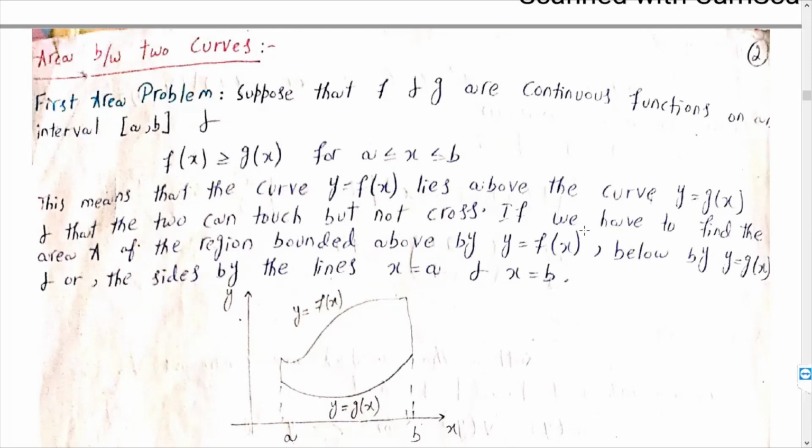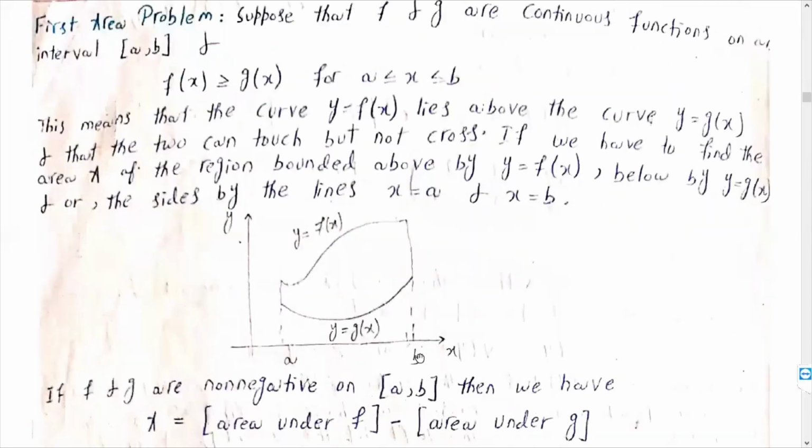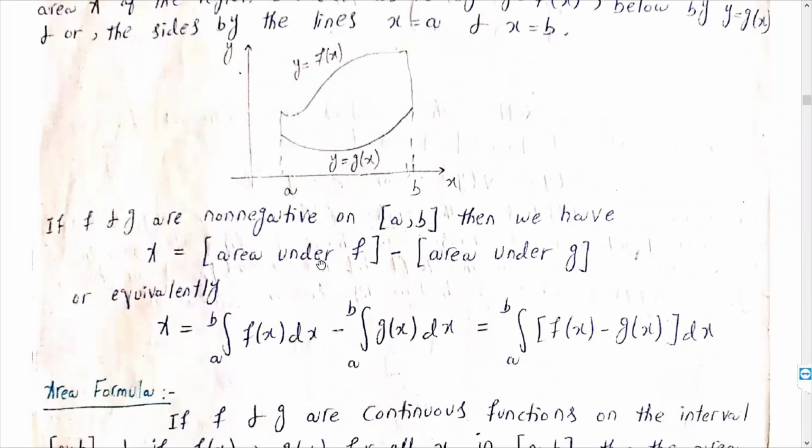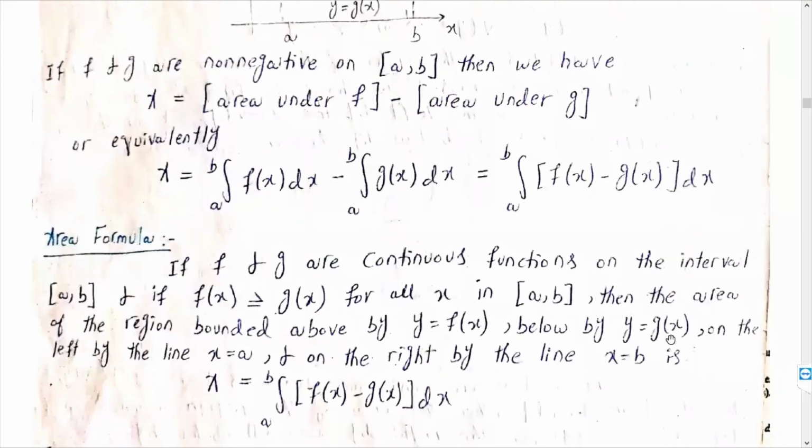If we have to find the area bounded above by y equals f of x and below by y equals g of x, or on the sides by the lines x equals a and x equals b, then the area can be calculated as the area under f minus the area under g. We can say that the area is equal to the integral from a to b of f of x minus g of x dx.